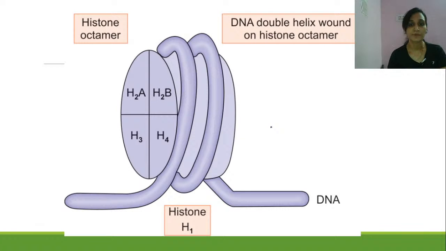Here you can see H3 and H4, H2A and H2B. They are present in 2 number each, in dimeric form. That's why it is forming an octamer, the histone octamer. And the DNA double helix is bound on this histone octamer. Here is histone H1, which is bound with the linker. This is the indication of the linker.